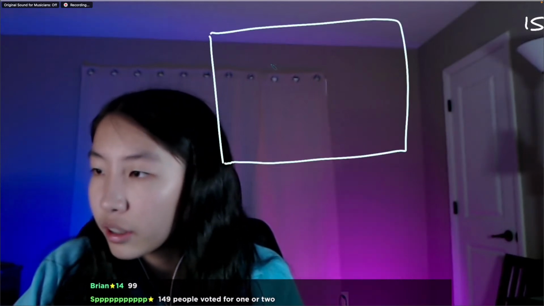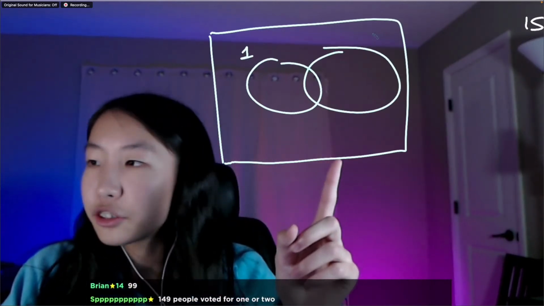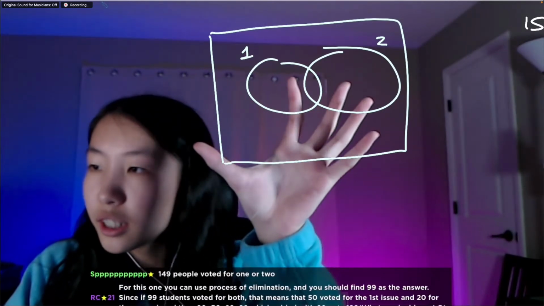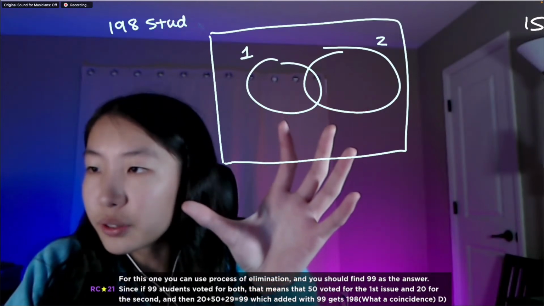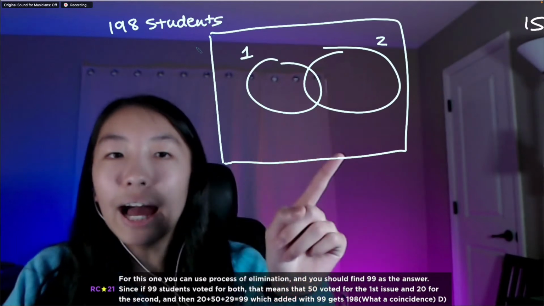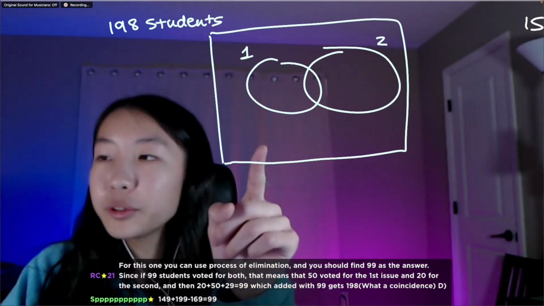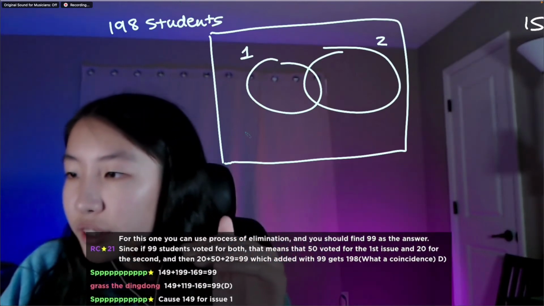In these questions, once you get more familiar with them, you can do them pretty quickly, but the best way to visualize it is with a Venn diagram. This first circle is going to represent issue 1. The second circle is going to represent issue 2. One thing we know is that everything in this box is going to be a total of 198 students, because that's the students who actually voted. The part inside the box but outside of the circles represents the students voting against both, and we know that's going to be 29.